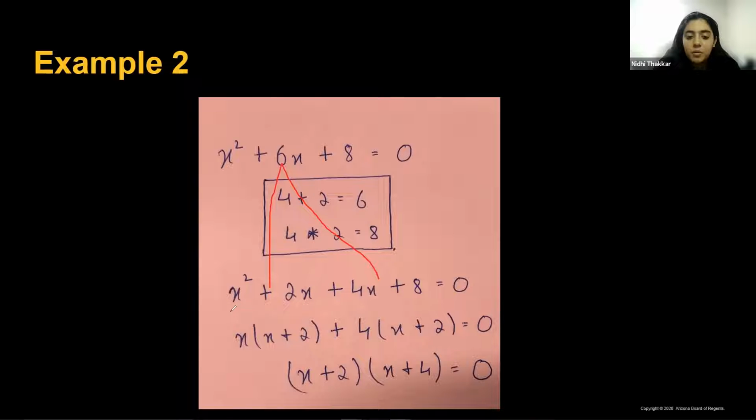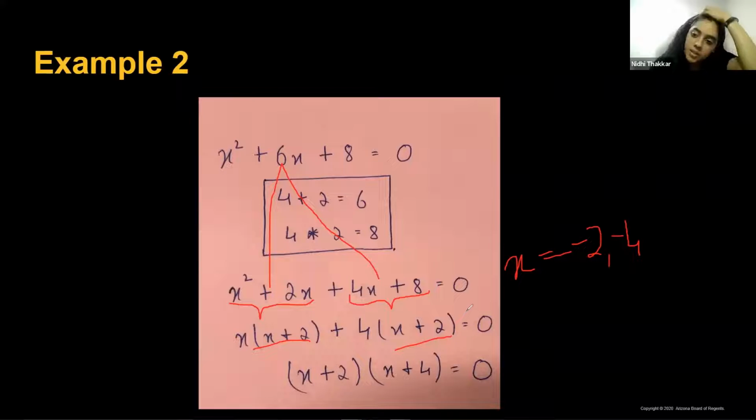From here, what we can take out common is x. From the first two terms we took out x common, and from the other two we took out 4 common. So we have x times (x plus 2) plus 4 times (x plus 2). Again, we can take x plus 2 common from here. So we have (x plus 2)(x plus 4). The zeros here would be x equals -2 and -4. So these would be the zeros here.